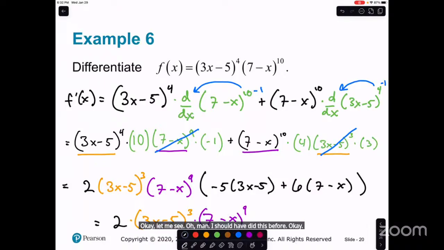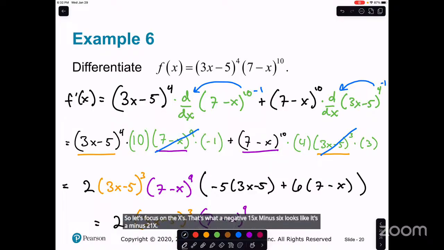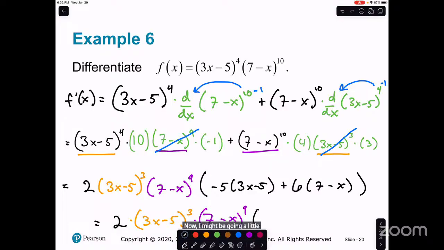Okay. So let's focus on the x's. That's what a negative 15x minus 6 looks like, it's a minus 21x. Now I might be going a little bit far, but it's okay. So I think those together looks like it's a minus 21, right? Minus 21x. That's going to be a 25, 42, 20, 25 and 42, 65, 67.